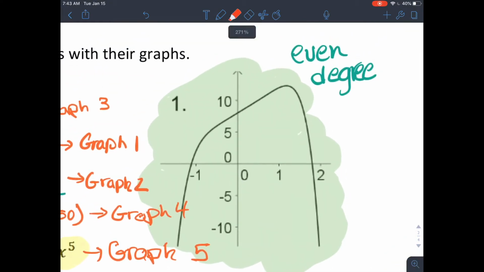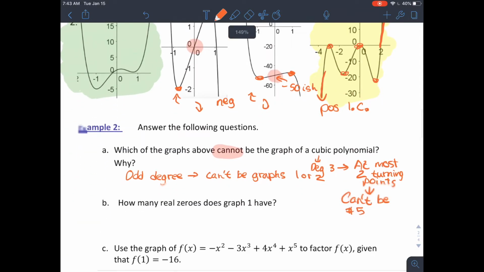Okay, so B says how many real zeros for graph 1. If you come up to graph 1, your zeros that are real numbers are going to correspond to your x-intercepts. So there are 2 real zeros for graph number 1 because we have 2 x-intercepts. There could be some non-real complex zeros, but we can't tell those just from the graph.